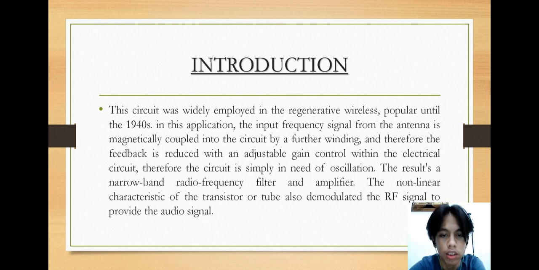In this application, the input frequency signal from the antenna is magnetically coupled into the circuit by a further winding, and the feedback is reduced with an adjustable gain control within the electrical circuit. Therefore, the circuit is simply on the verge of oscillation. The result is a narrow band radio frequency filter and amplifier. The nonlinear characteristic of the transistor or tube also demodulates the RF signal to provide the audio signal.